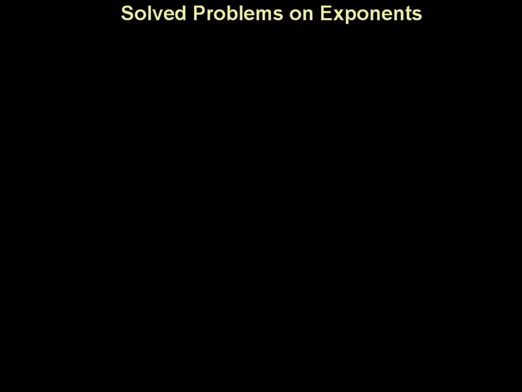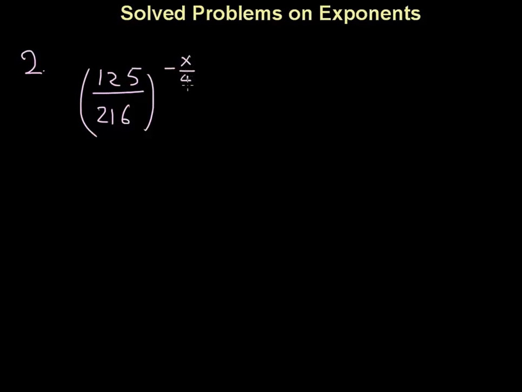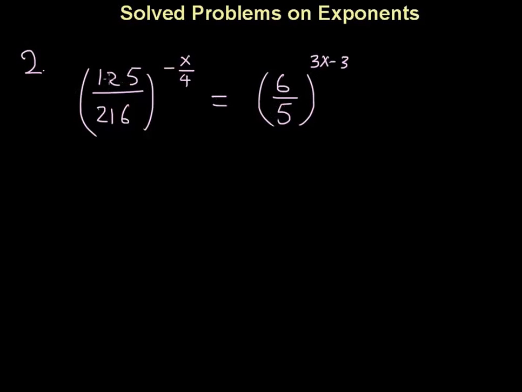Okay, so let's choose our second problem here. Number 2: I have 125 over 216, bracket, minus x over 4, equal to 6 by 5, bracket, 3x minus 3. First of all, what I see is that on both sides, I see 6 here and 5 here, and this is the fourth root of this value. Here 125 can be factored in terms of 5, and 216 can be factored in terms of 6 also. So let's see how it goes.